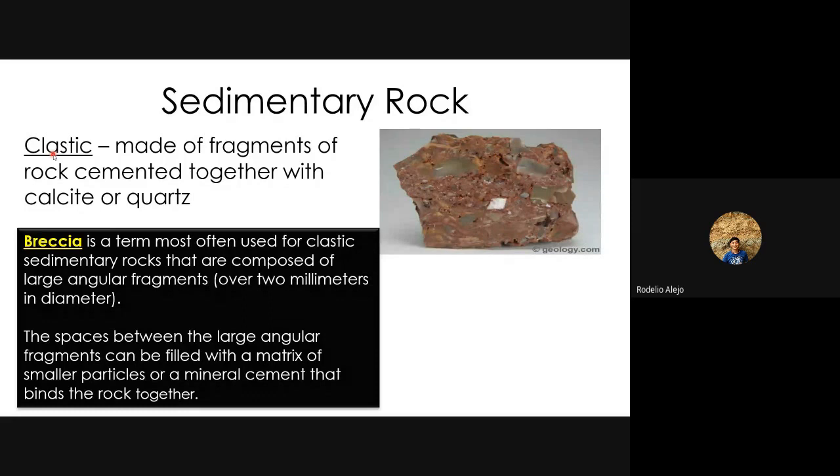And one of the examples of a clastic sedimentary rock is breccia. So breccia is a term most often used for clastic sedimentary rocks that are composed of large angular fragments which are over 2 millimeters in diameter. The spaces between the large angular fragments can be filled with a matrix of smaller particles or mineral cement that binds the rock together.